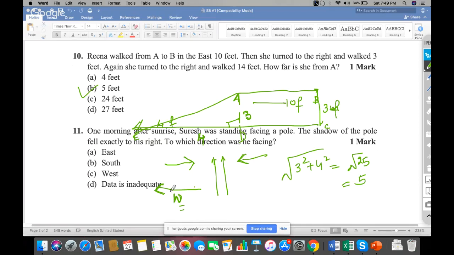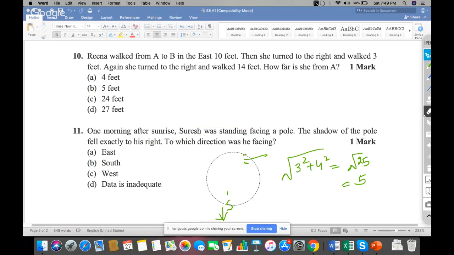And if shadow is in west direction and Suresh is seeing it to the right, it means that Suresh is facing this direction, south, because right of south is west. So Suresh is facing what? South. So both of these answers are B. That's how you can solve it. So I'm done with this sheet.